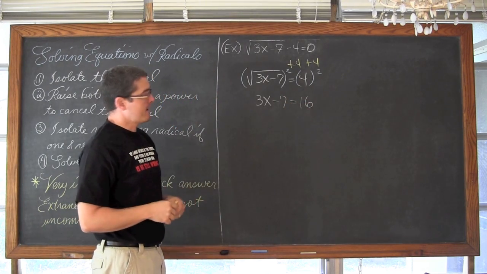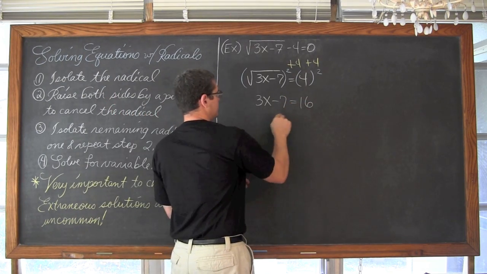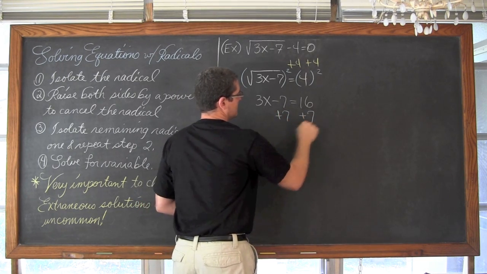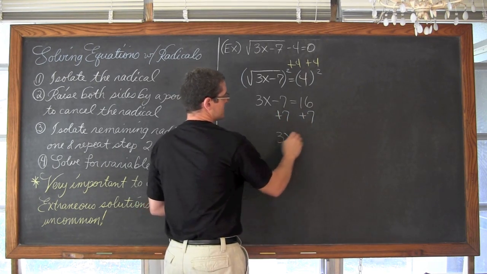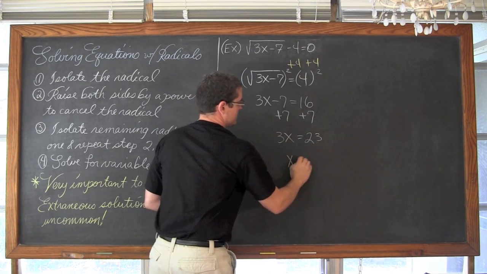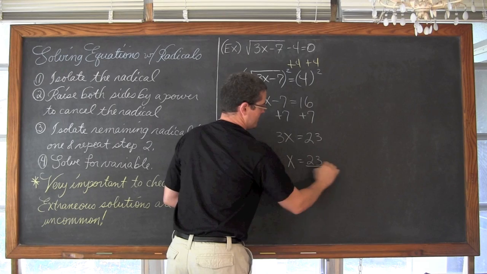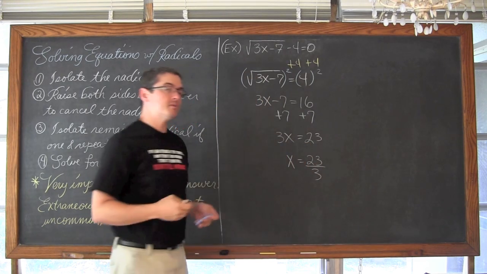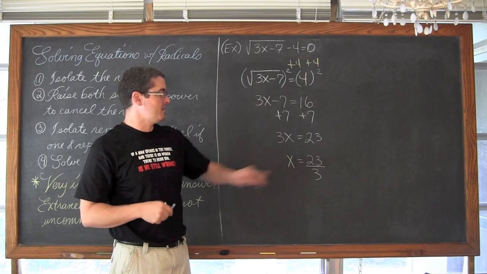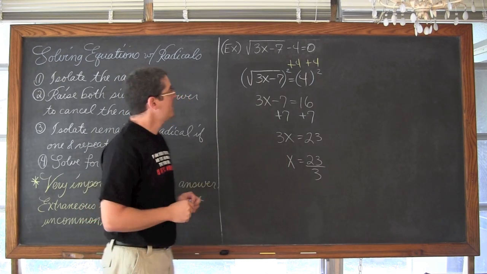And then add 7 to both sides. And we get 3x is equal to 23. And then x is equal to 23 over 3 after we divide both sides by 3 to undo that multiplication to completely isolate the remaining variable of x.